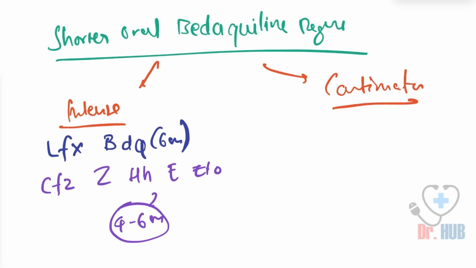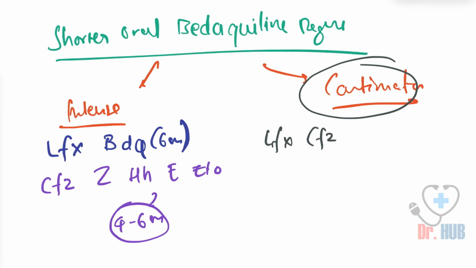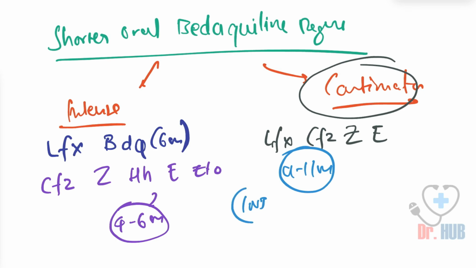Then we look at the continuation phase. So what about the continuation phase? In the continuation phase, we have levofloxacin, we have clofazimine, we have pyrazinamide, and ethambutol. The points to note here are that they are for 9 to 11 months, and the injectable is used in the intense phase. This is very important to note.